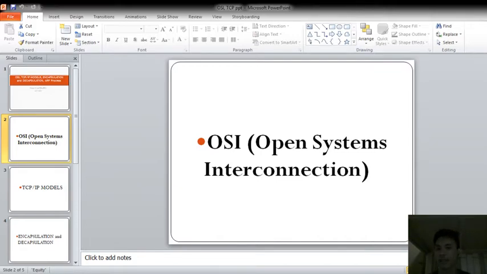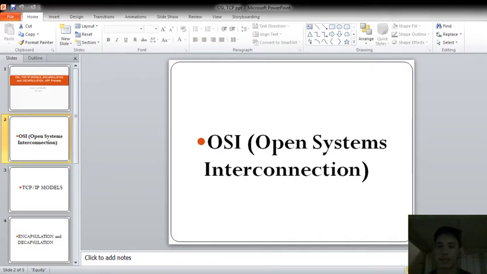So the data link layer has two sublayers, which are the logical link control and the media access control. The logical link control is used for flow control and error detection, and the media access control is used for hardware addressing and for controlling the access method.